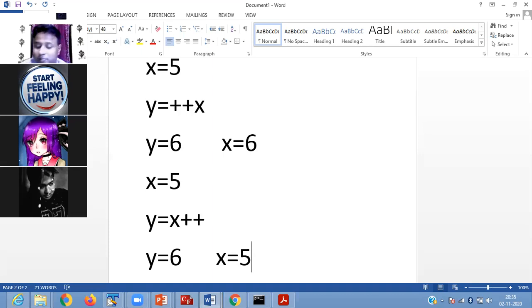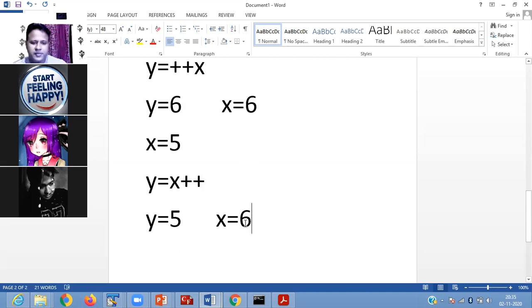No, sir, y is 5, x is 6. This one is correct because it is first display. What to display? It displays the y value. The x value is 5, so y is equal to 5. After that it increments the value of x, so when it increments the value of x, x becomes 6 here.